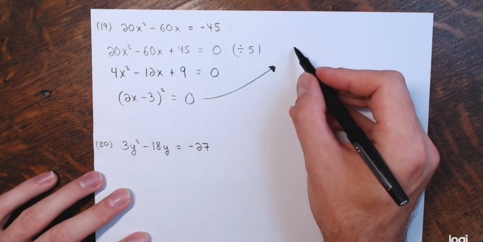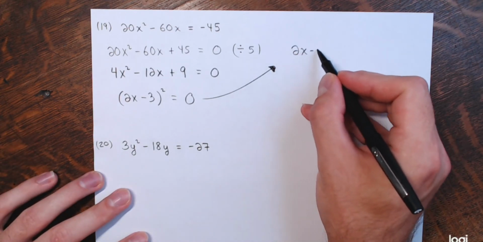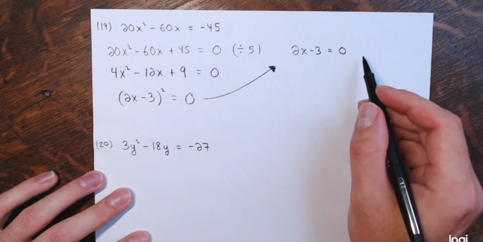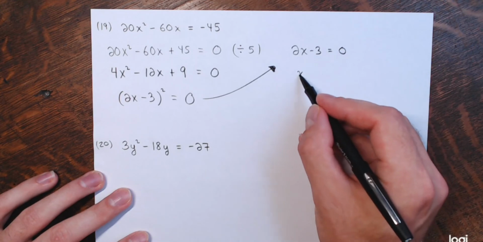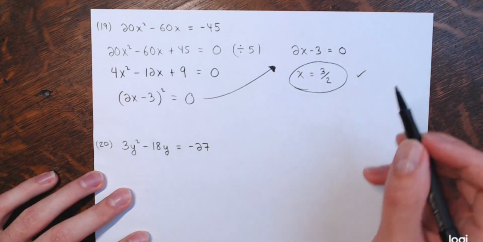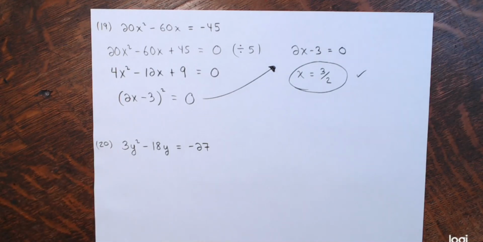So the only way this is going to be equal to 0 is if 2x minus 3 equals 0. And there's no need to write it twice. Then you solve: x equals 3 halves. And that's the only solution to this equation. Right, x equals 3 halves, and that's it. And don't forget to check it.